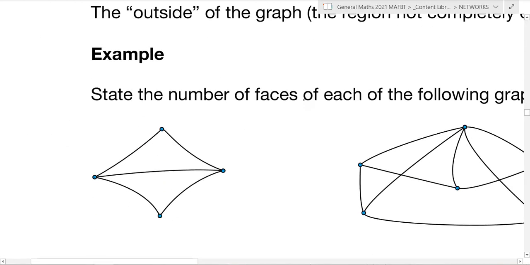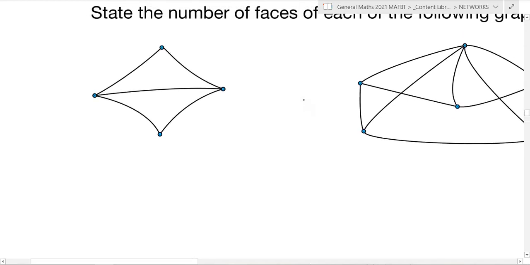So let's look at this one here. This one's easy. This graph has got 1, 2, 3 faces. Let's write that down here.